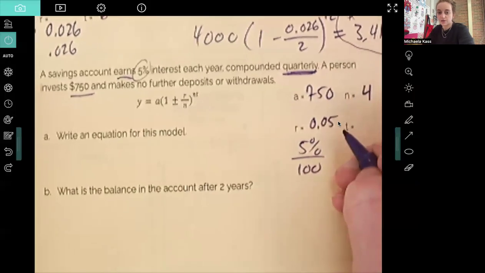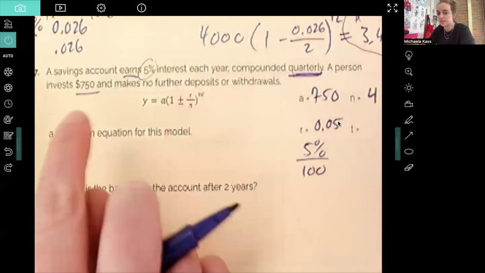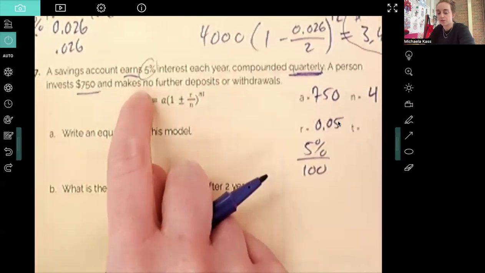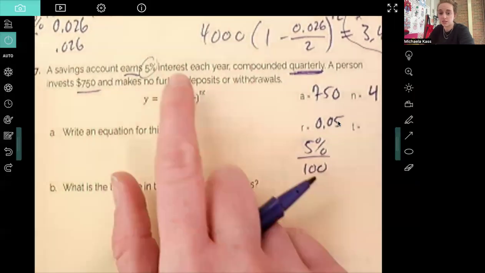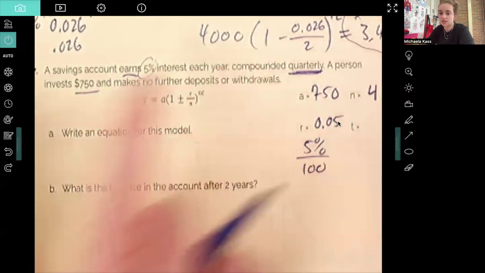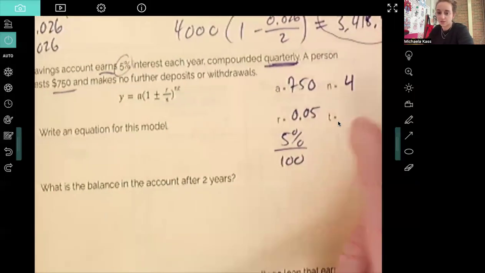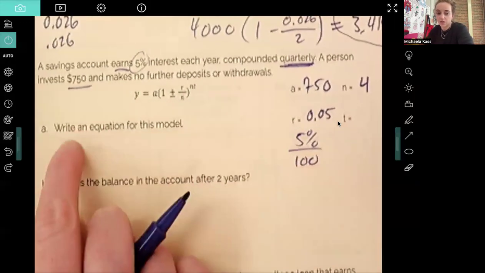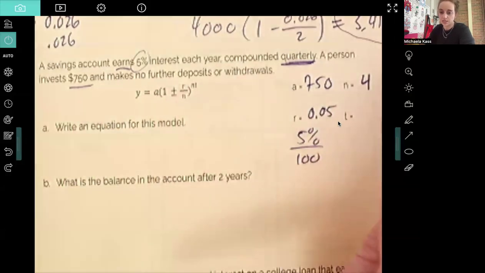And then T. Right now, in this current problem, do they tell us the time? They don't. They don't say how many years. They just said each year, so it's not telling us how many years. So right now, we don't know T, so I'm going to leave that blank. And then it says write an equation. So I have all the pieces except for T, so I'm going to write the equation except for T.